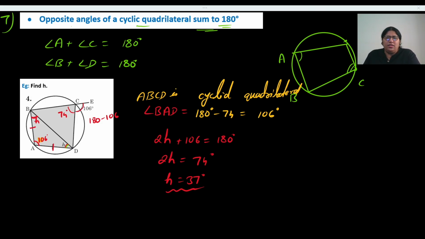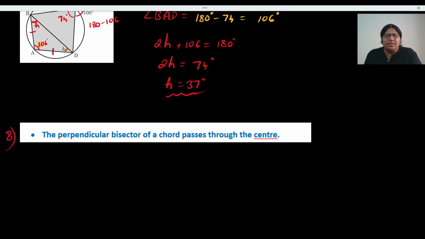Now what is the next theorem here? Theorem number 8 says the perpendicular bisector of a chord passes through the center, or you can take its converse also, that the perpendicular from the center will bisect the chord, right? So what does it say here? Perpendicular bisector of a chord.